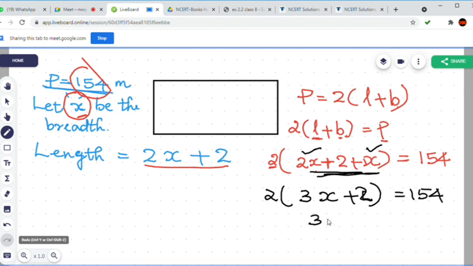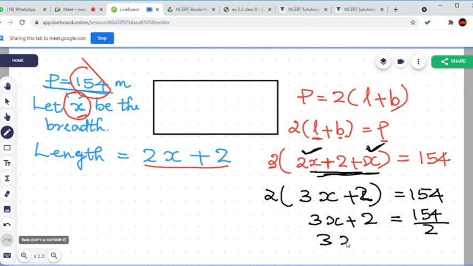3x plus 2 is equal to. How did 3x come? The 2x and x we add. This 2x and this x. x means 1x. Right, if we just say x, that is 1x. The 2x and 1x by adding, that is 3x. So 3x plus 2, that is equal to 154 divided by 2, because here it was multiplication, that we divide. That is 3x plus 2.